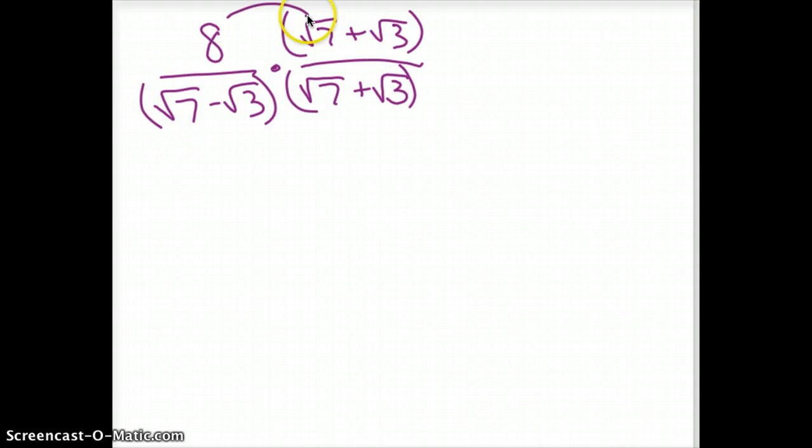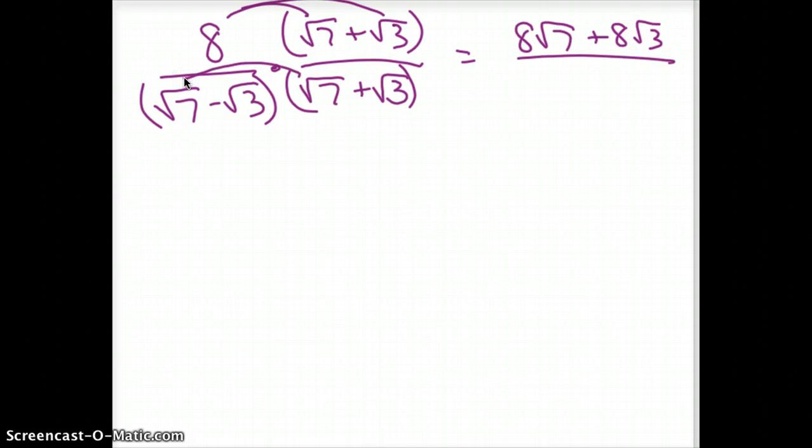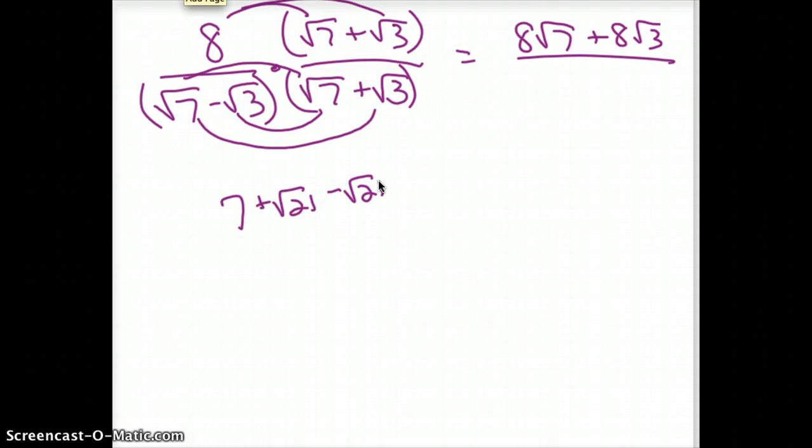So on top, I'm going to distribute. So I've got 8 times root 7 plus 8 times root 3. On the bottom, I'm going to use distributive property again. So root 7 times root 7 is 7. Root 7 times root 3 is plus root 21. Negative root 3 times root 7 is minus root 21. And then negative root 3 times positive root 3 is just negative 3. Okay, so again, these two terms cancel out, and I have 7 minus 3, which is 4.